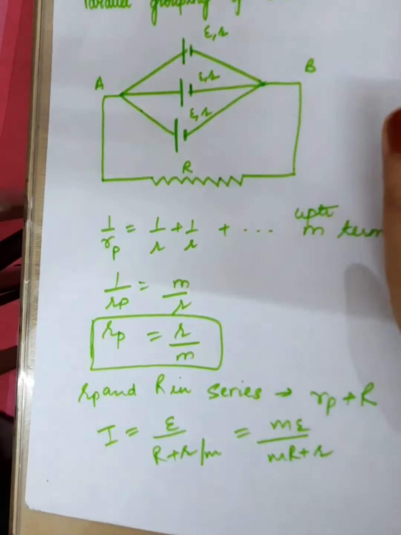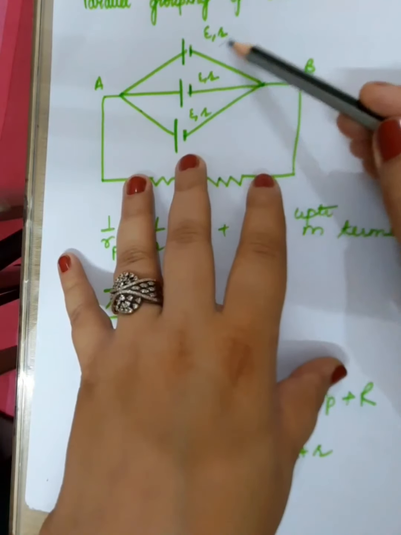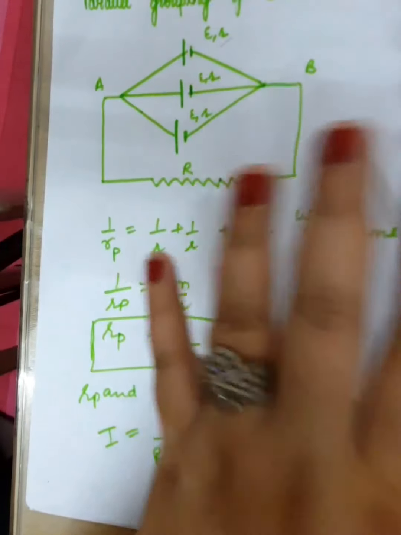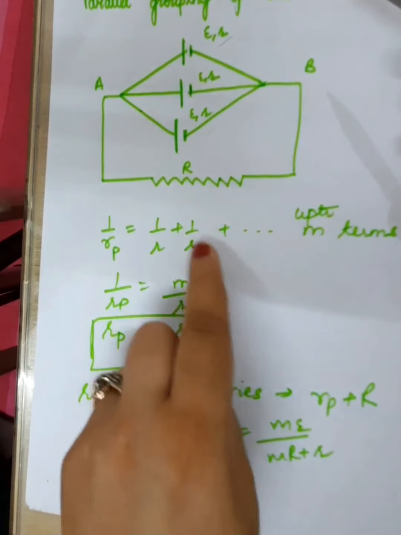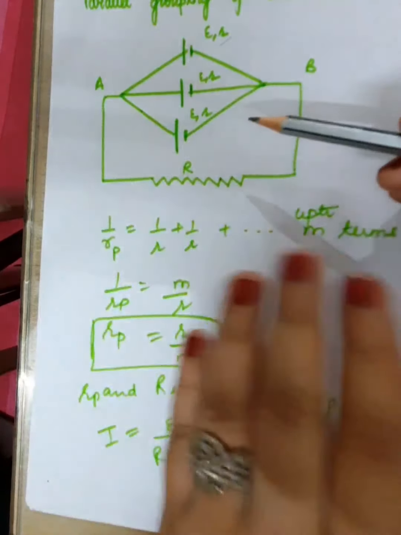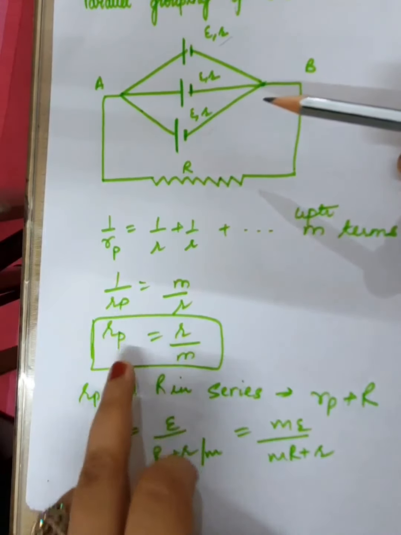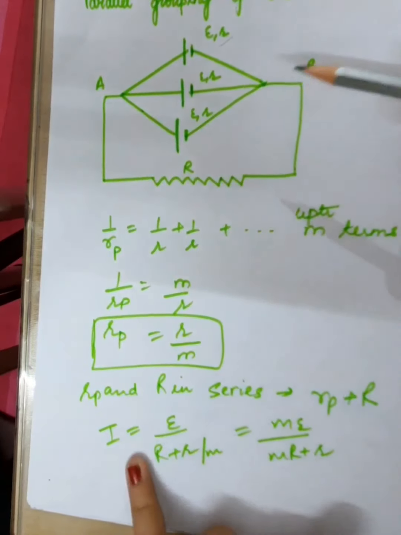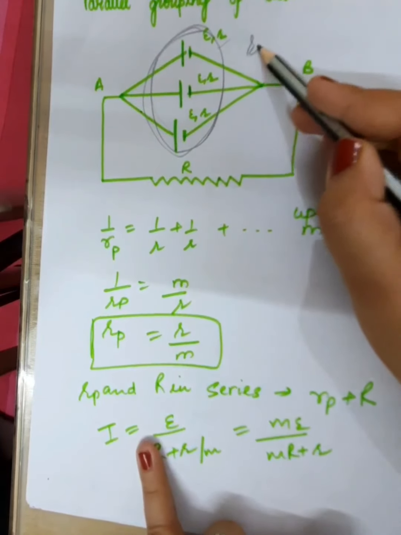So after that, you need to find out the overall resistance of this circuit. Now you know that the resistances r and r are connected in a parallel combination, so what will be the effective resistance? It will be 1/Rp = 1/r + 1/r, and so on up to m terms if you have connected m cells, right? So when you add them, it will be m/r, as simple as that. After that, Rp will be equal to r/m, right? And you can see that the effective resistance of all these cells is Rp.